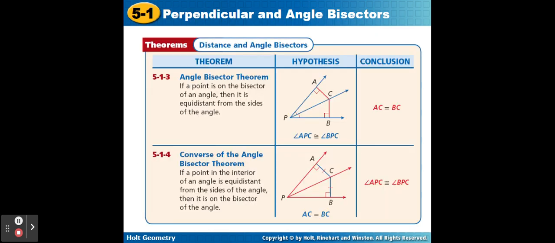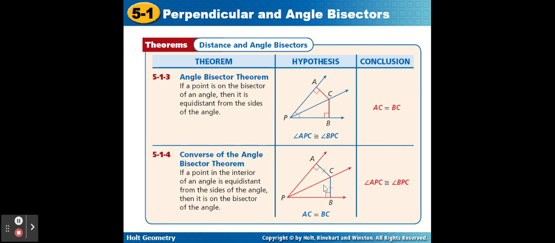Okay, our next theorem is the angle bisector theorem. If a point is on the bisector of an angle, then it is equidistant from the sides of the angle. And we can see this here, that what we have is angle-side congruence, and therefore CB must be congruent to CA, or as they listed here, AC must be congruent to BC.